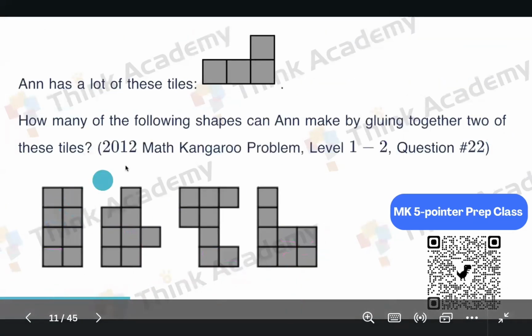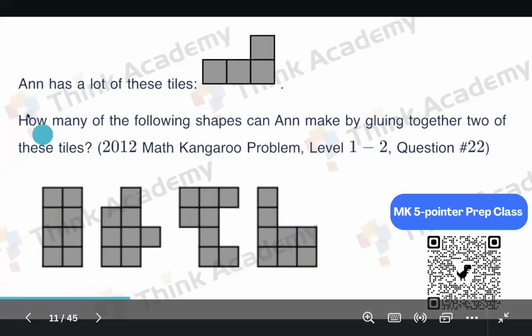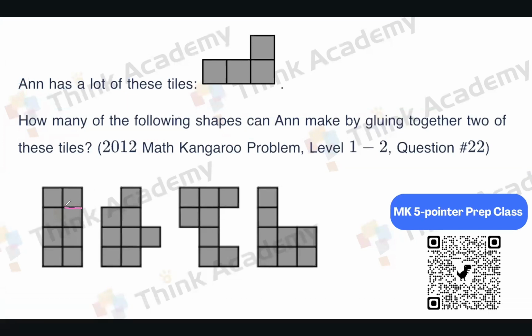Still, we need to cut, and there are a lot of this kind of shapes. How many of the following shapes can Anna make by gluing together 2 of these tiles? Each tile looks like the L shape, right? I want to see whether I can use this kind of tile to glue and make the following shapes. Let's start from the first one. Still, let's cut. I can have something like this. And let's see what's left. Is this the same tile? Yes, right. If I use a skeleton to mark the shape, yes, it can.